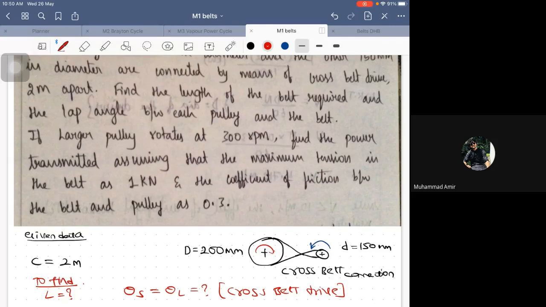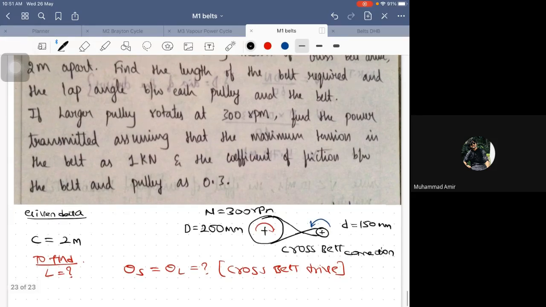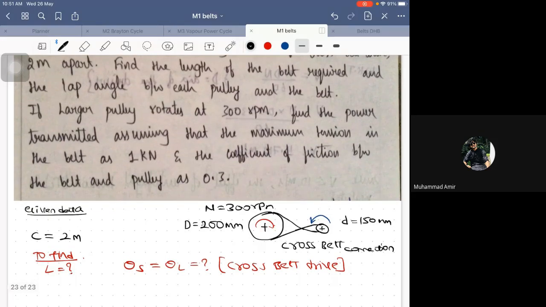Next one. If the larger pulley rotates at 300 RPM, the larger pulley in the sense capital N, rotates at 300 RPM. Find the power transmitted assuming the maximum tension in the belt is 1 kilonewton. I would write the maximum tension as Tmax. Tmax is 1 kilonewton. And the coefficient of friction between the belt and the pulley is 0.3, which he has also mentioned.